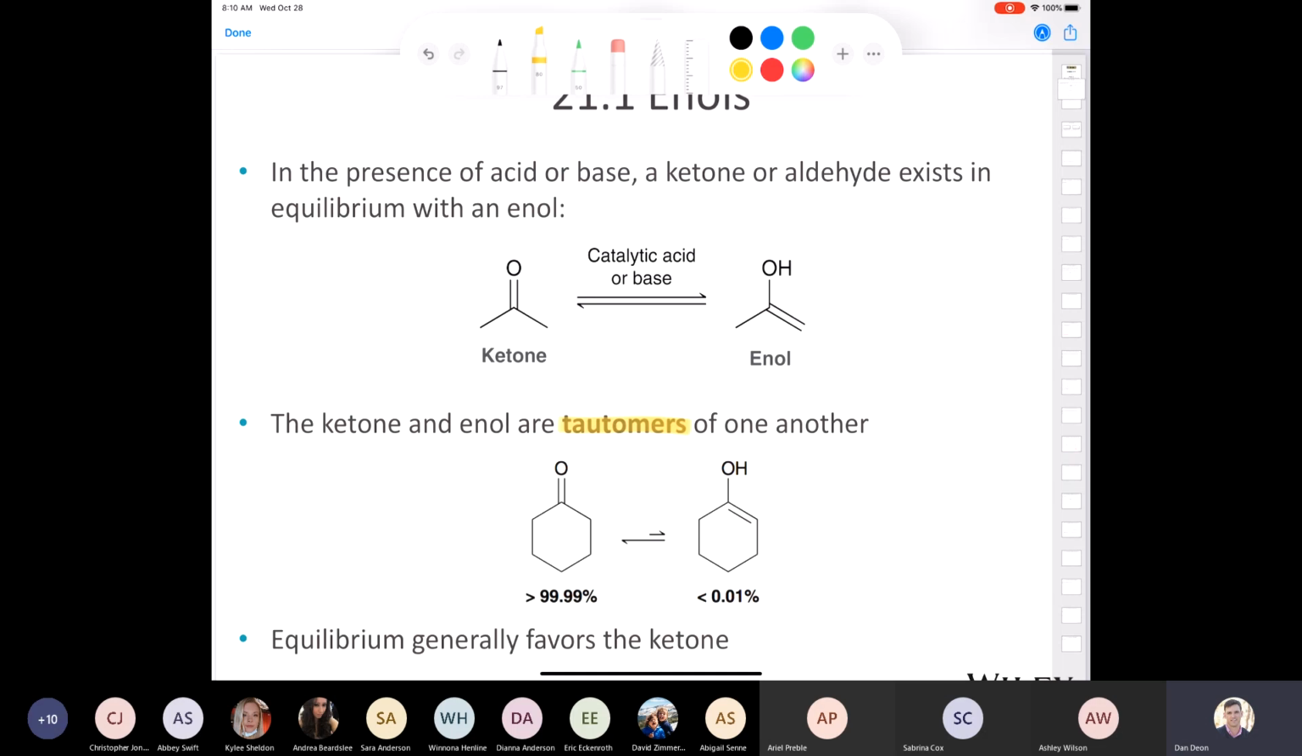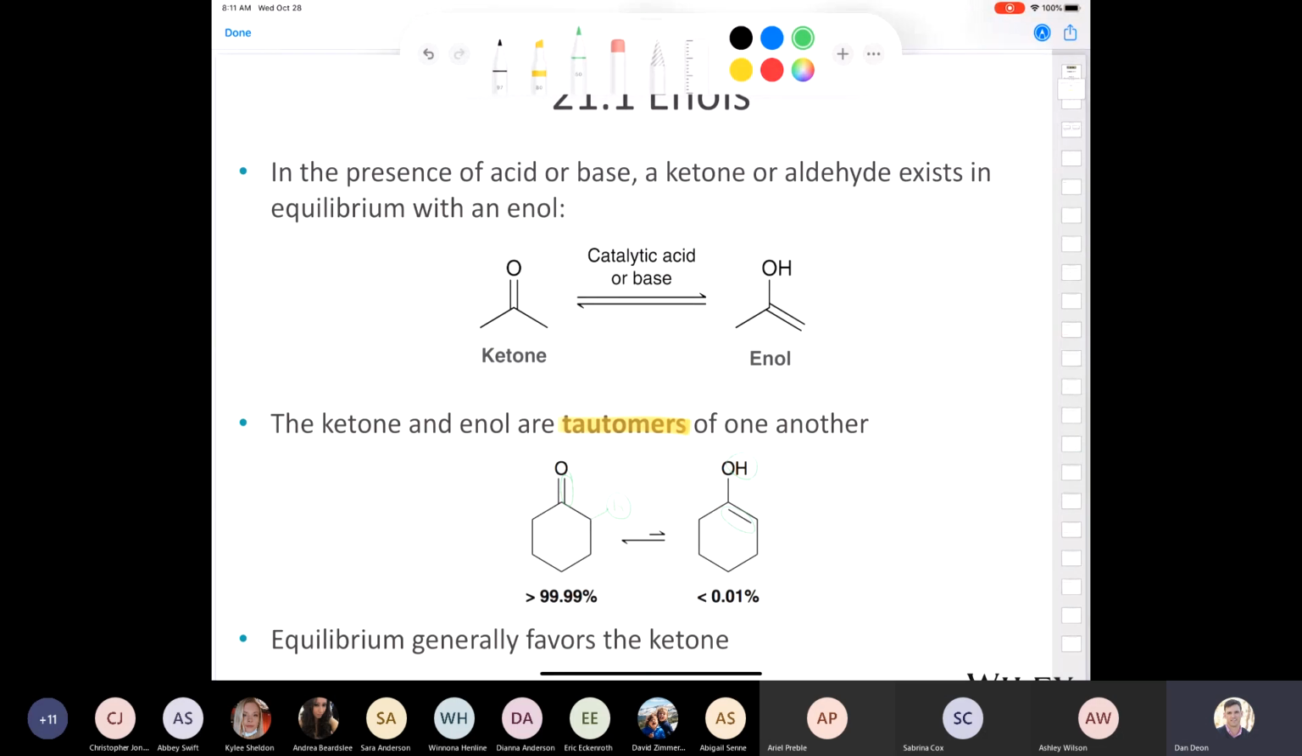Tautomers are simply constitutional isomers that differ in the placement of a pi bond and a hydrogen, right? You can see that this pi bond, this double bond, moved here, and then there was a hydrogen here that ended up moving over here. So that's what the definition of a tautomer is.